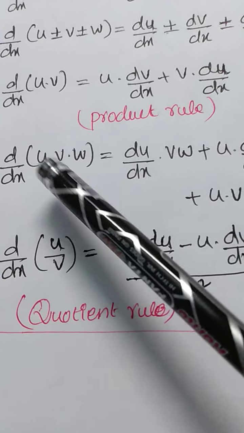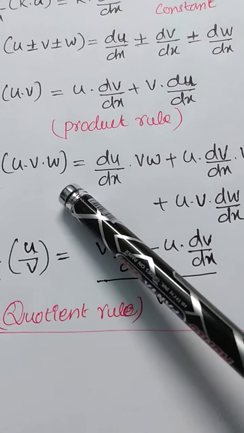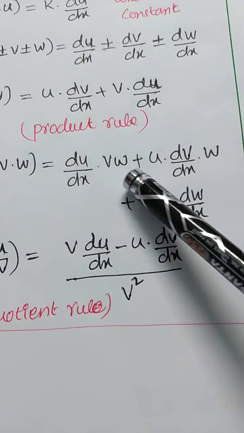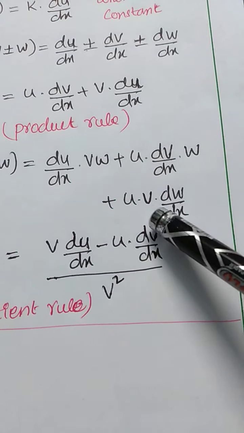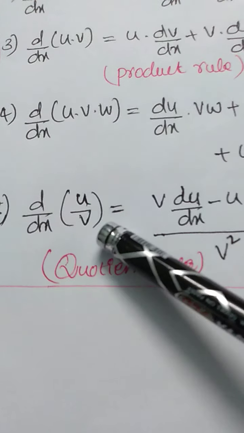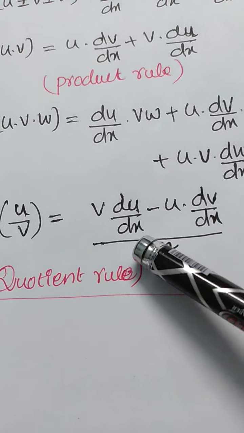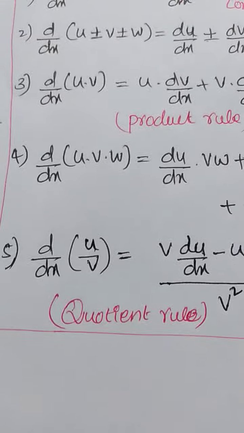Differentiation of product of three functions, that is d by dx of u into v into w, is equal to du by dx into vw plus u into dv by dx into w plus u into v into dw by dx. Okay, d by dx of u by v is equal to v into du by dx minus u into dv by dx, divided by v square. This is called the quotient rule.